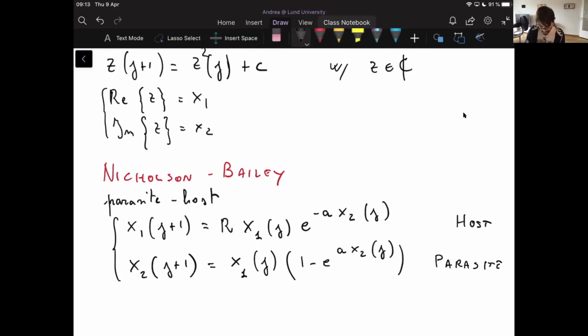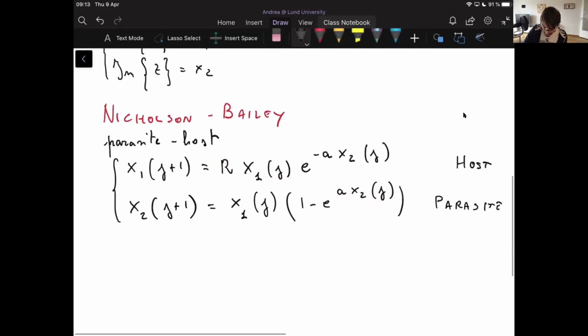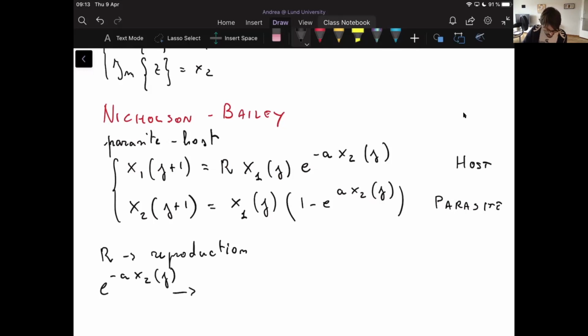Okay, so where R is the reproduction rate, e to the, I don't remember if there is a plus or minus. I think minus a x2 j. We will check soon enough. Is the probability of not being infected.